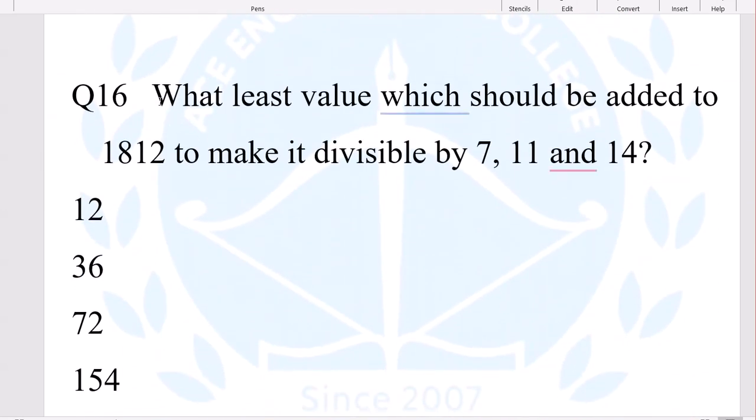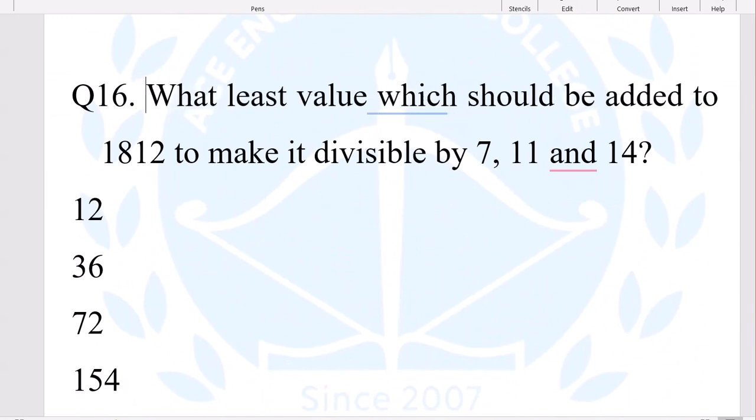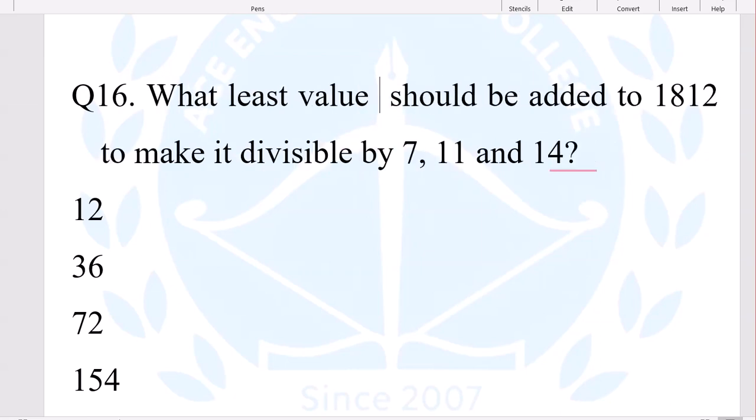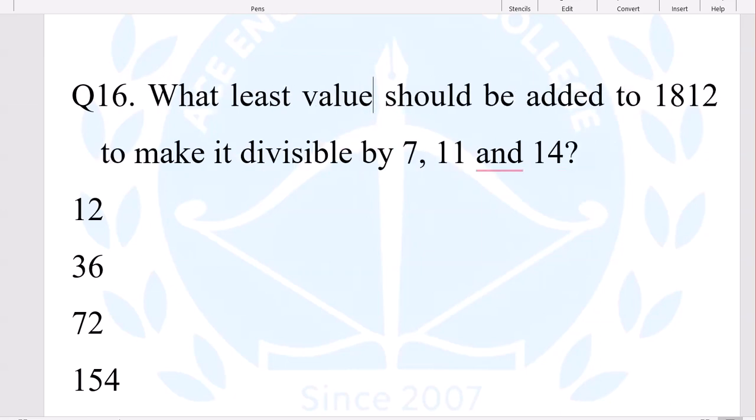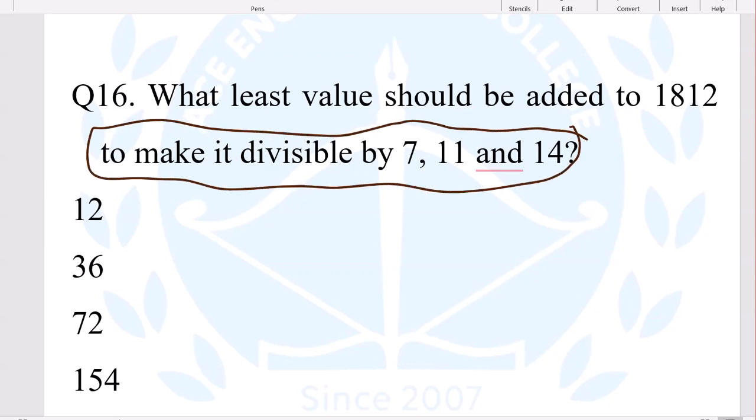Now this question, similar to this, we discussed in test 1. What least value should be added to 1812 so that it is divisible by 7, 11 and 14? My dear friends, see, the number should be divided by 7, 11 and 14. A group of numbers dividing one number. There is something to be added for that, okay. But that number should be divided by 7, 11 and 14, which means you should take the LCM for 7, 11 and 14.